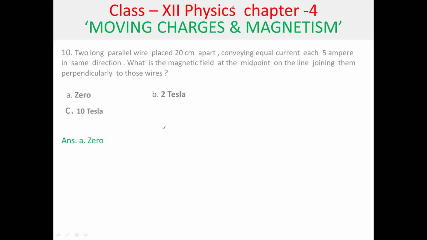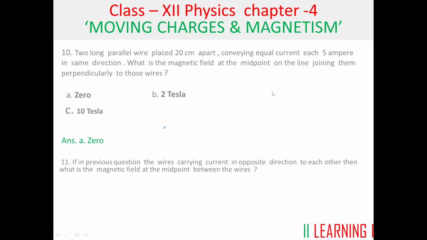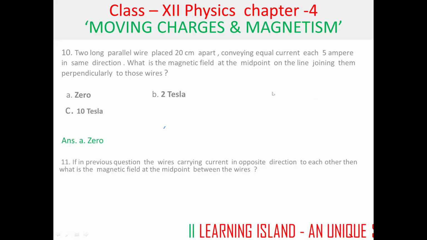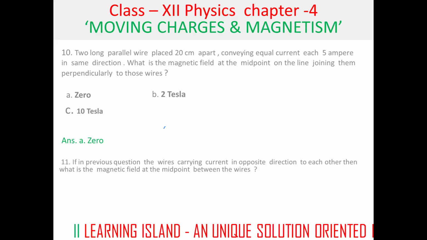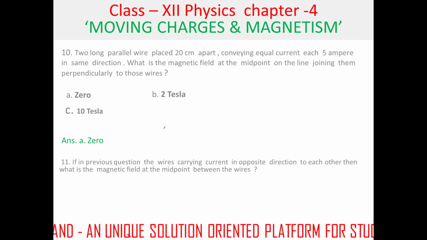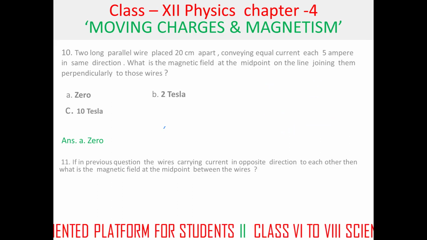Next question. Okay, just 1 minute. Yes. The next question is, if in the previous question the wires carried current in opposite directions to each other, then what is the magnetic field at the midpoint between the wires? Let's go.